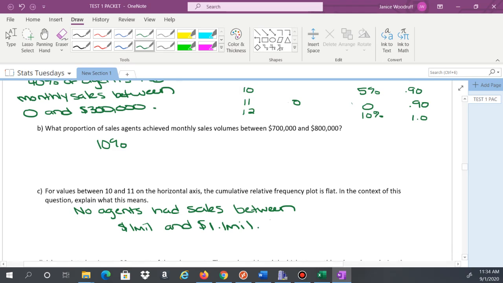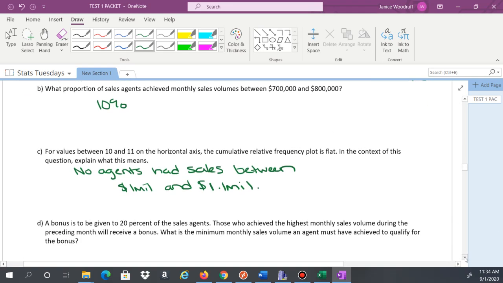Okay, then a bonus, next question. A bonus is to be given to the top 20% of sales agents. So you're looking at this chart. Ooh, do I get the bonus? I know in my head what my monthly sales was. Now I have to look at this chart and say, am I in the 20%? So those who achieve the highest monthly sales volume during the preceding month will receive a bonus. What is the minimum monthly sales volume an agent must have to qualify for the bonus?